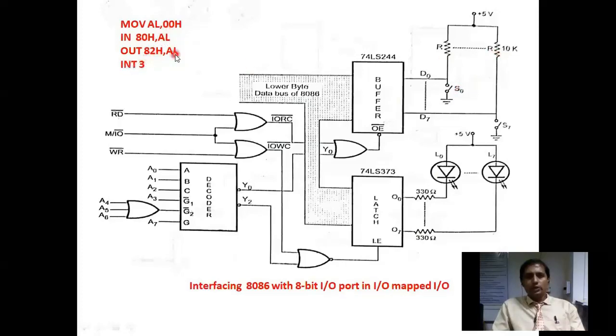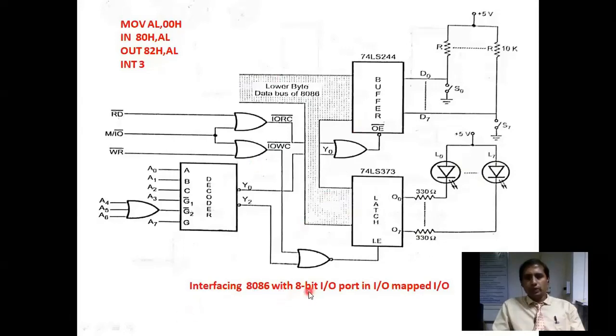Next, OUT 82H, AL. What is it now? AL, which is 00H, is sent to the output port, nothing but the latch. The latch address is 82H, so now the latch address receives the 00 value. If it receives the 00 value, accordingly all LEDs will glow. Like that, in one shot, switches will open and all LEDs will glow. For example, in reverse, if we want to close all the switches and turn off all LEDs, we simply transmit FF. Okay, like that we can perform the operation easily.